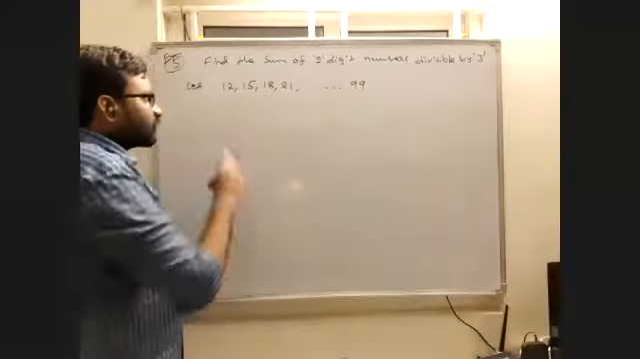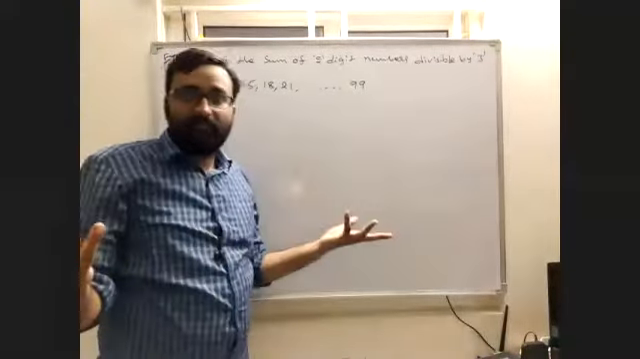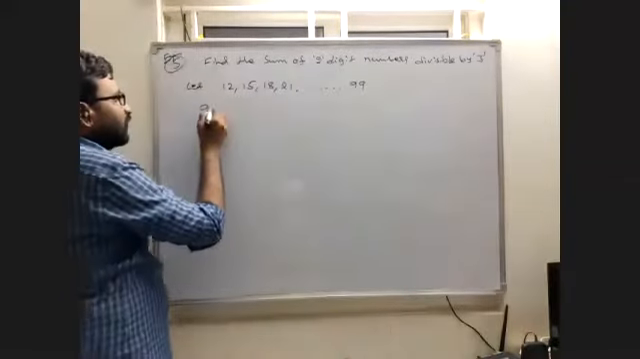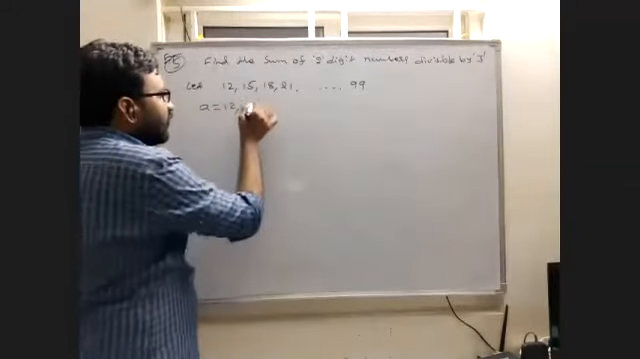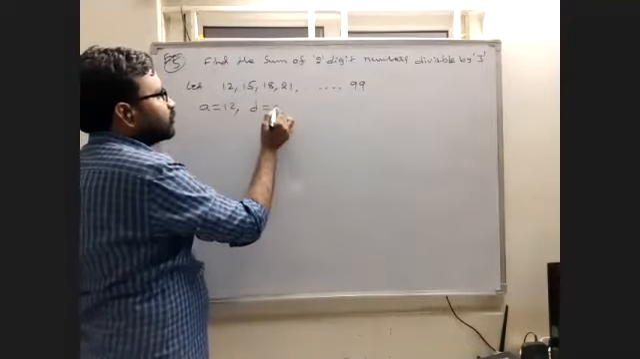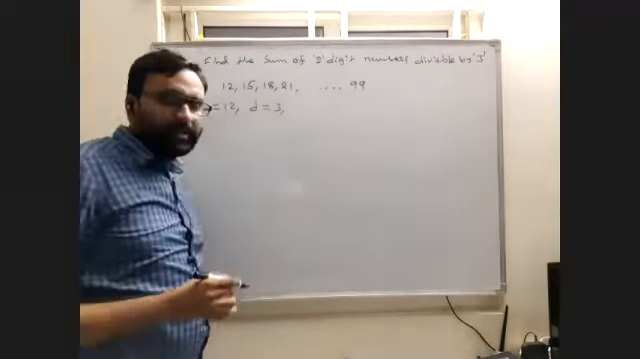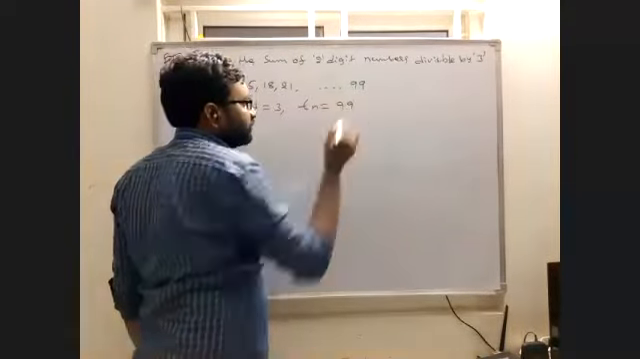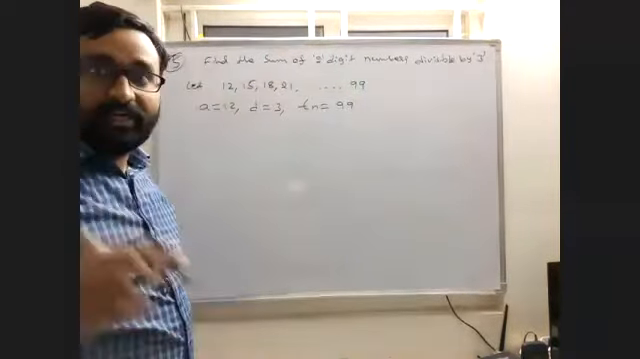Here, we don't know how many numbers. We have to find small n. So we don't know how many numbers, but we know a equal to 12, the first term, and d is equal to 15 minus 12, that is 3, the common difference. And the last term Tn also we have. Tn is equal to 99. By this Tn we can find n.